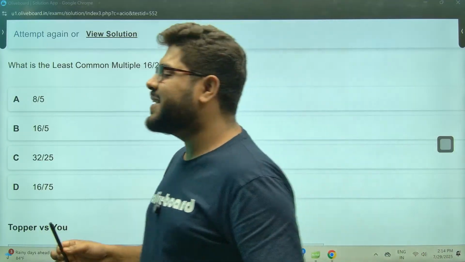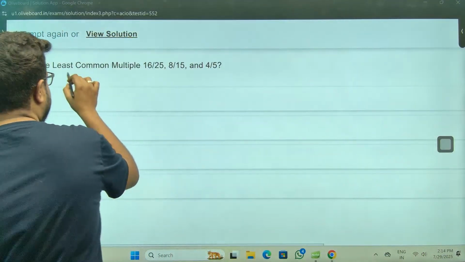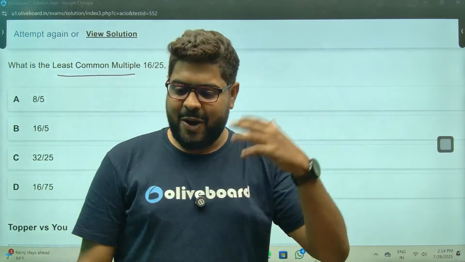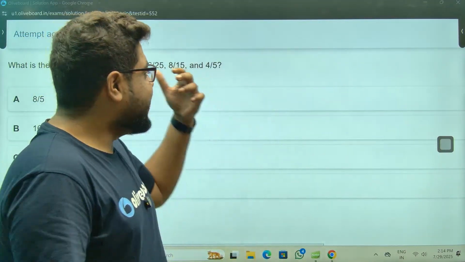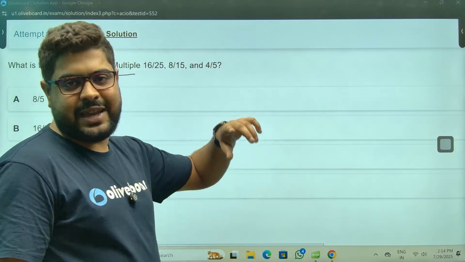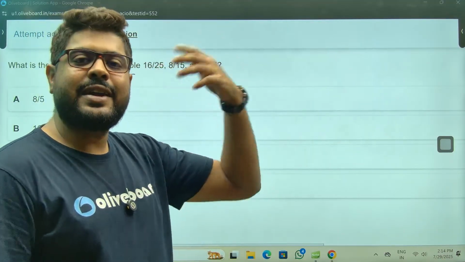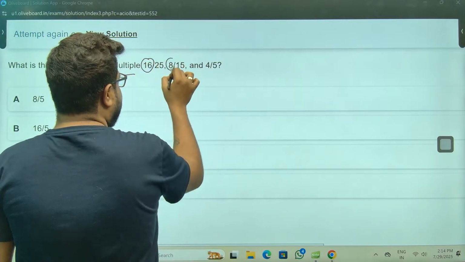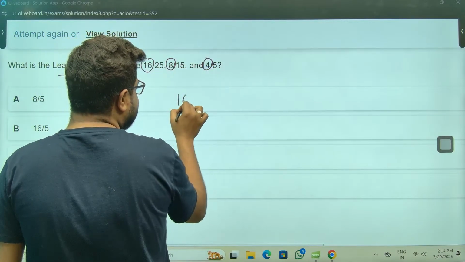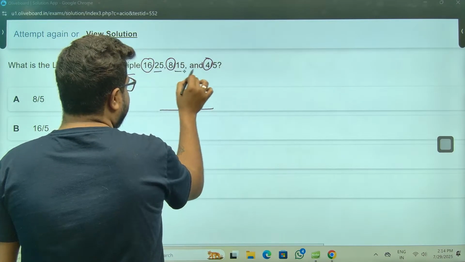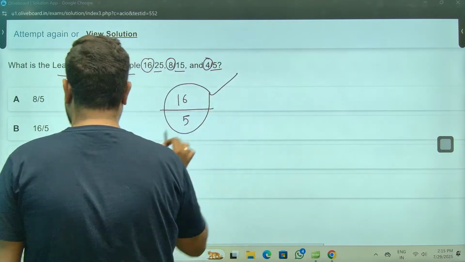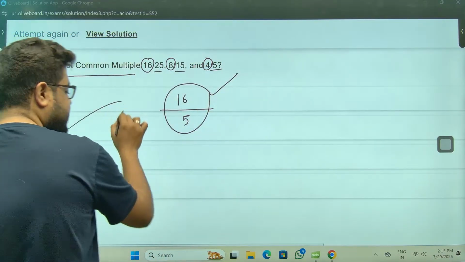Sir, LCM they are asking. LCM of fractions. If they ask LCM, then the numerators you will take the same, the opposite in the denominators. If they ask HCF, the same logic. You will take numerators' HCF, denominators the opposite. So LCM, sir, 16, 8, 4. LCM I'll take 16. 25, 5, this. Sir, HCF I'll take. So this is my answer, in one line. Option B is the correct answer.